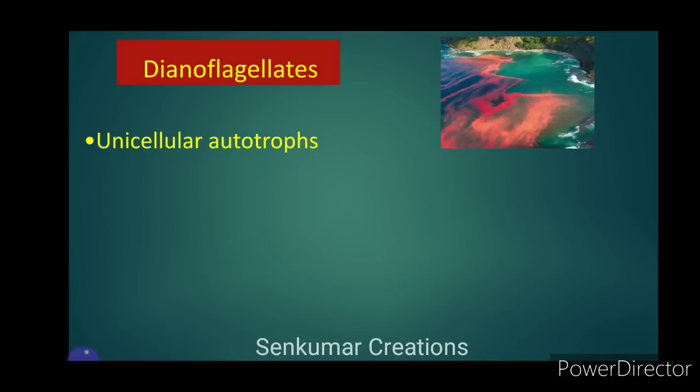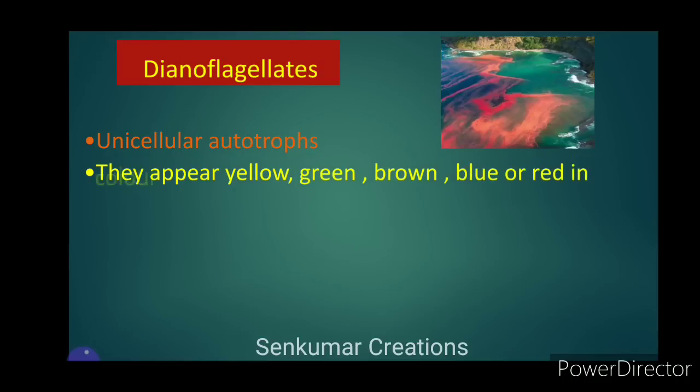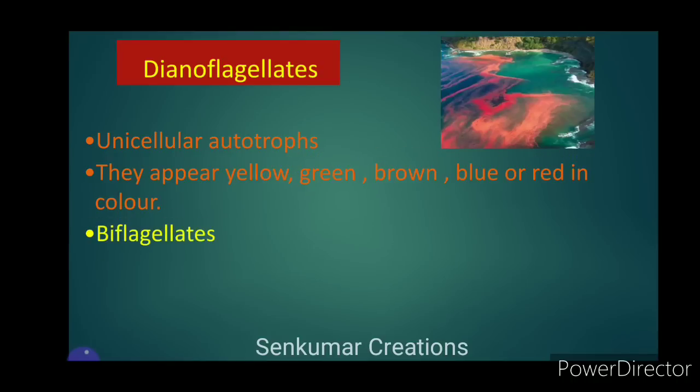So these dinoflagellates are also unicellular organisms, and they are autotrophs. They have chlorophyll pigment and do photosynthesis, and they appear yellow, green, brown, blue, or red in color. So different colors of dinoflagellates we can see. The red color forms the red tide. They are biflagellate; flagella, like cilia, are hair-like appearances present for movement or locomotion.